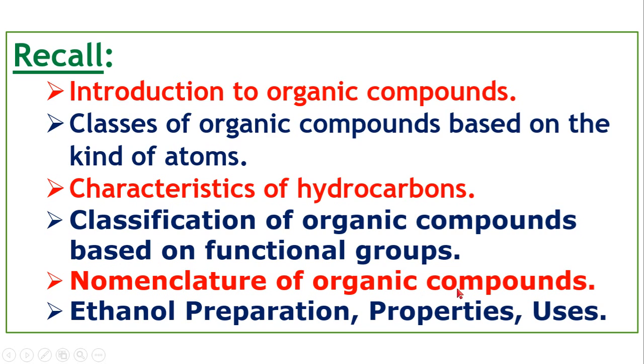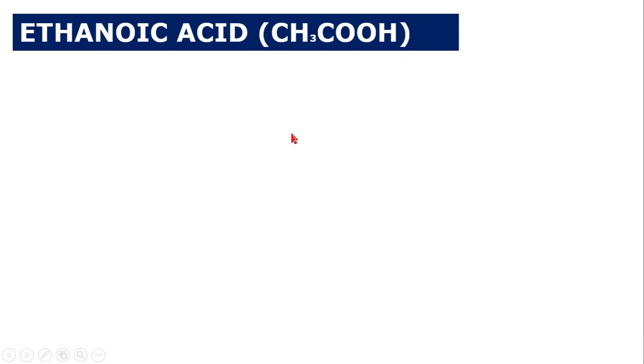Nomenclature of organic compounds, or naming of organic compounds by using IUPAC rules. And ethanol: the manufacture or preparation of ethanol, its properties and also its uses. Now we come to the next compound, that is ethanoic acid.